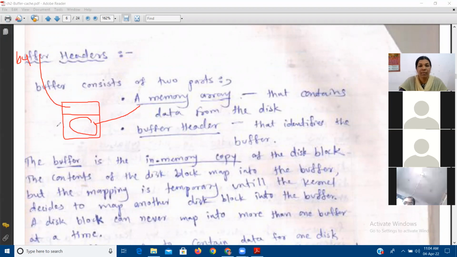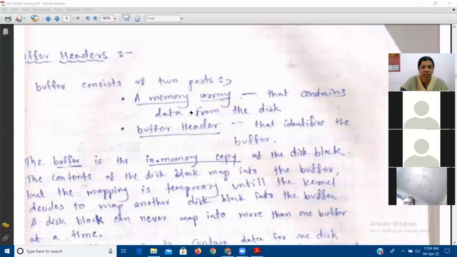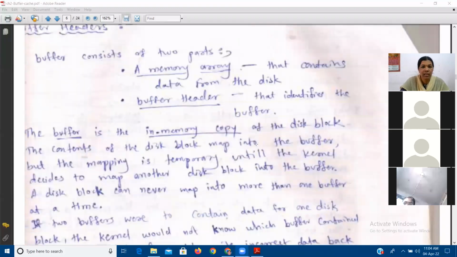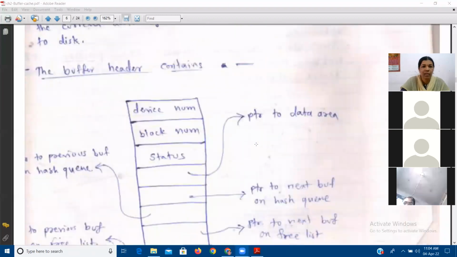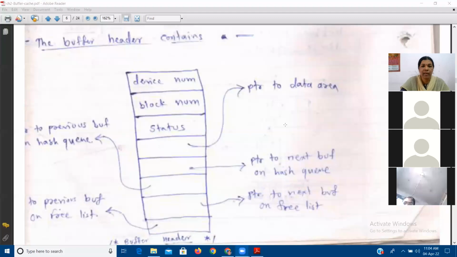So this is about the buffer header. We'll see what is there inside the buffer header. I hope you have noted down the point buffer header. Okay, so inside the buffer header we are discussing this diagram. This is the buffer header contents, the diagram of the buffer header.